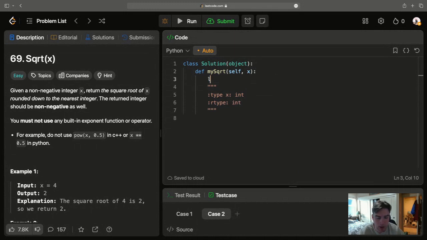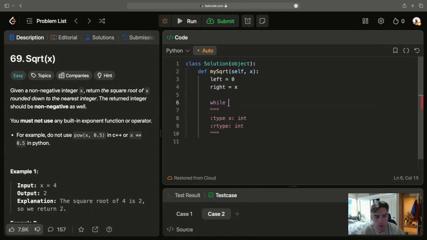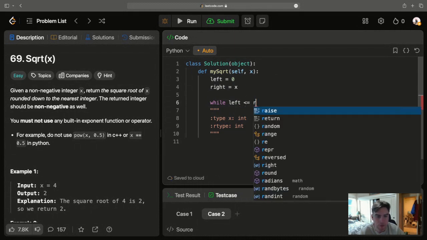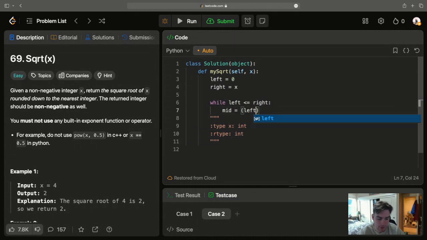So say left is equal to 0, and then right is equal to x. And then we're going to say while left is less than or equal to right, we're going to say mid equals left plus right, and then we're going to do floor division so we don't have any floating numbers.